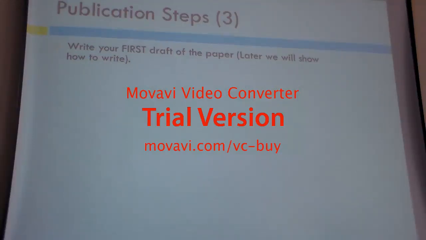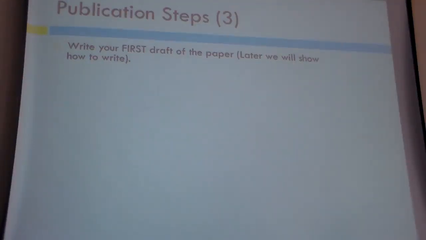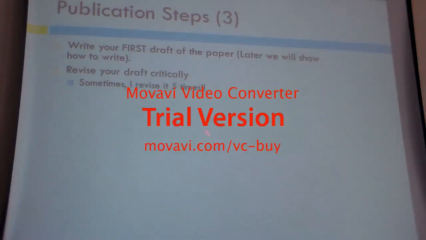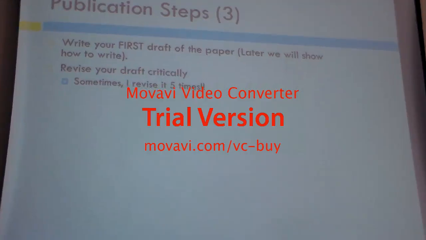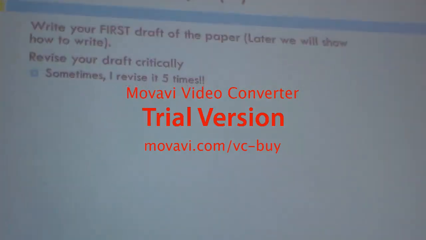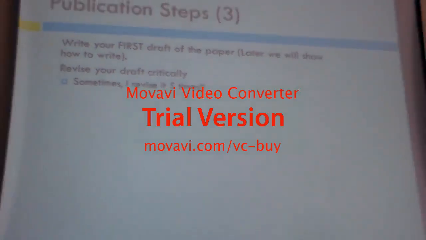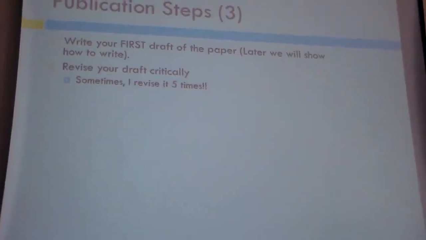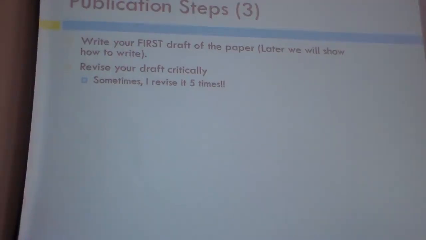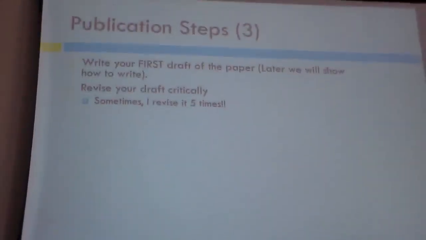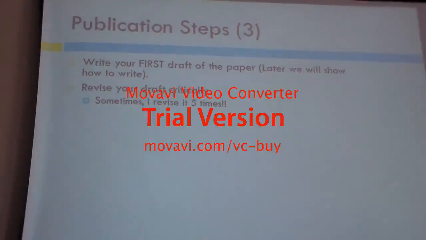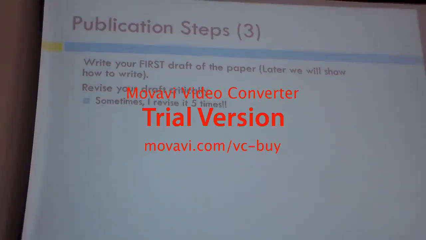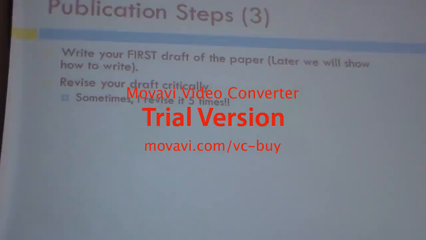In the first draft, just write freely. Write according to your understanding. Okay, and then you will polish it. You will refine it. You will improve it. Revise your draft critically. When you finish writing, revise it critically. Don't be biased to yourself. Treat it as someone else's paper and just criticize. This is the only way that you can do it well.